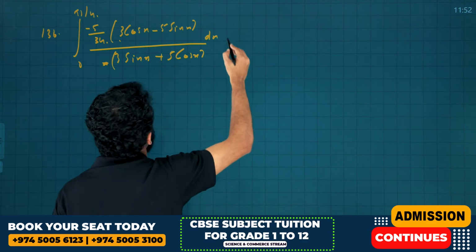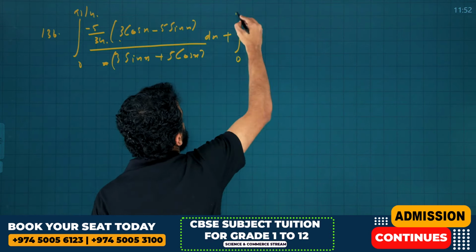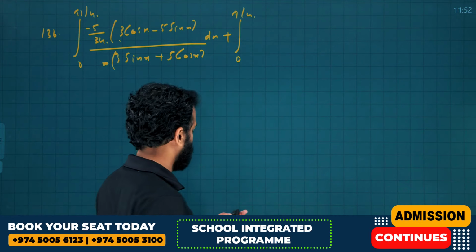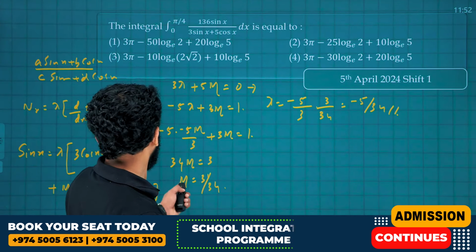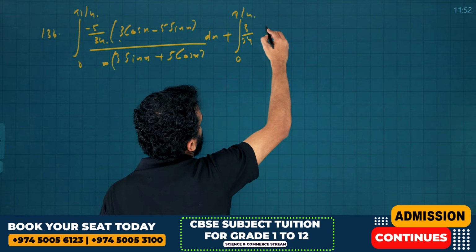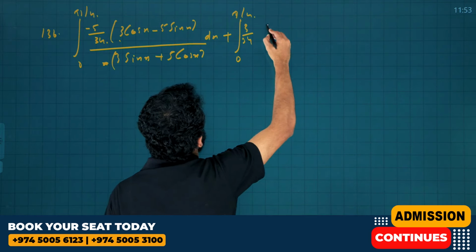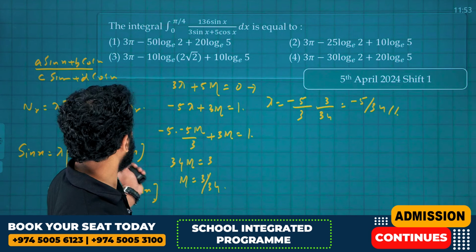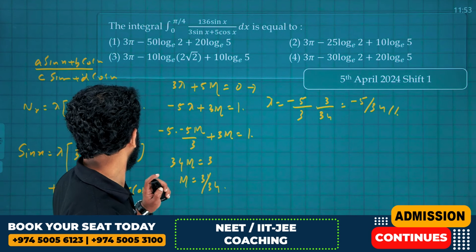We can split this accordingly, plus 0 to pi by 4, what was mu actually? 3 by 34, that is 3 by 34 into, okay, sorry about that, forgot. Yeah, 3 sin x plus 5 cos x.